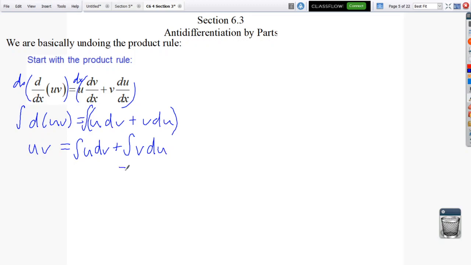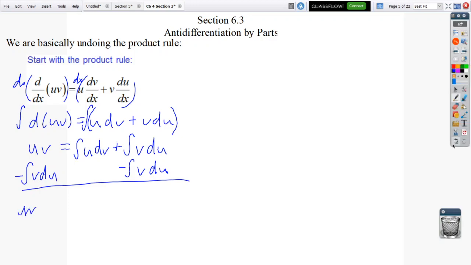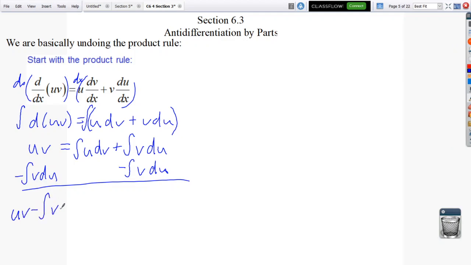So here, all I have to do is subtract the integral of v du from both sides, and we get uv, ugh, that did not come out looking right, but I'm not going to restart my whole video just for that little bit. I'll just erase it. uv minus the integral of v du is equal to the integral of u dv. This is the integration by parts formula.